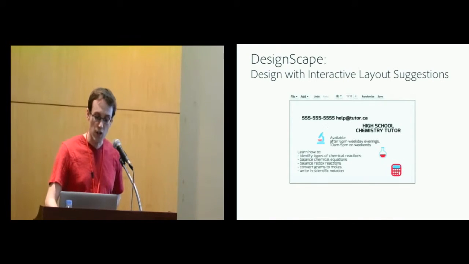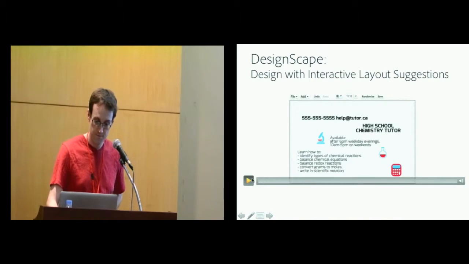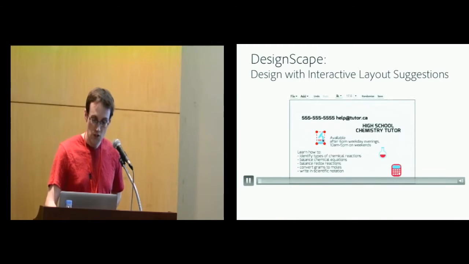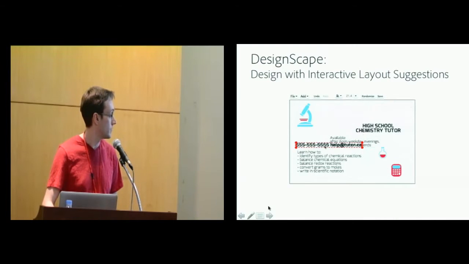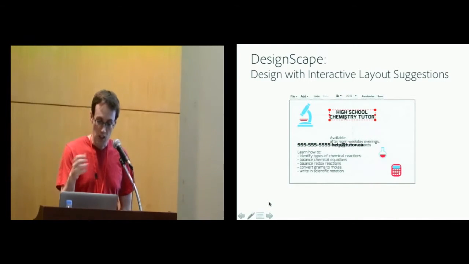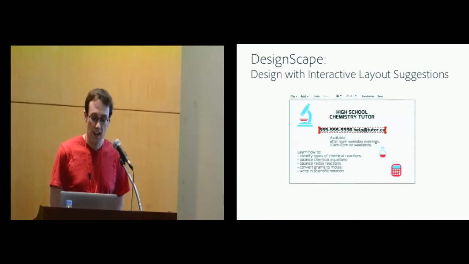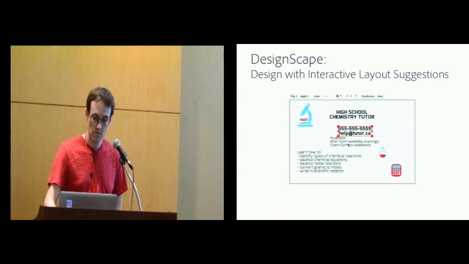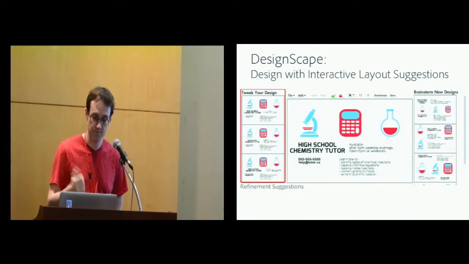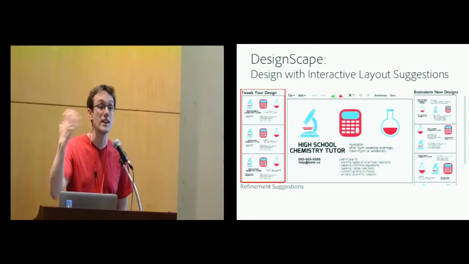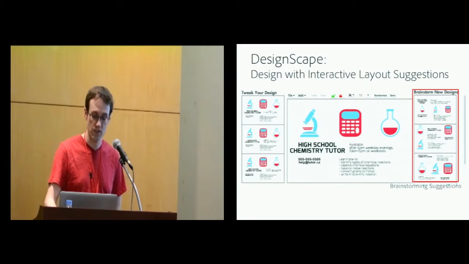First, I'll show a common type of design interface. To create a layout, the user has to place each of these elements individually, aligning them correctly, changing the number of lines, which is a tedious and time-consuming process. By contrast, our system provides layout suggestions to aid the designer. First, on the left here, we show refinement suggestions, which improve the current layout. And on the right, we show brainstorming suggestions with large-scale changes.